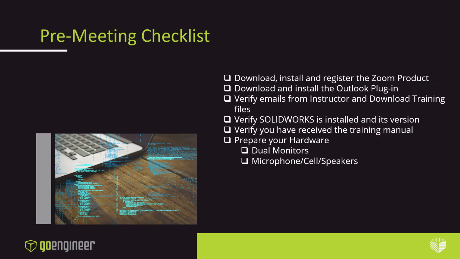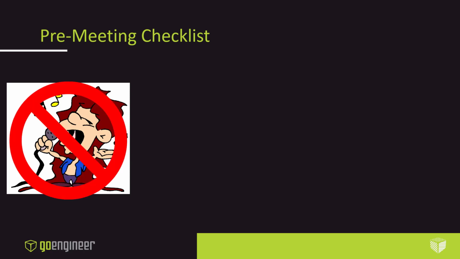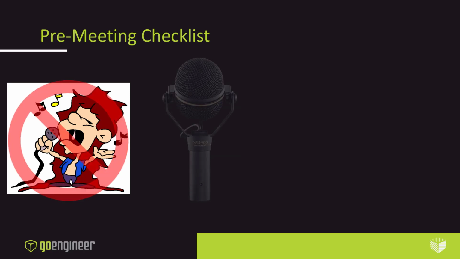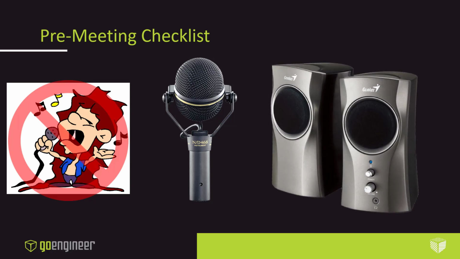Microphone, cell phone, or speakers. Well, what's the mic used for? Well, we're not going to have you sing. That's a good thing. But we do need you to have a microphone. So this way, if you need to ask a question, it's easier if we can hear you live versus always having you type in the chat window. You also want to make sure that you have speakers. So this way you can hear the instructor as they're going through the course material.